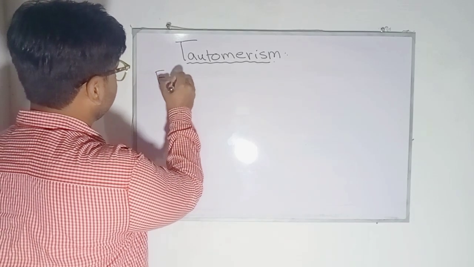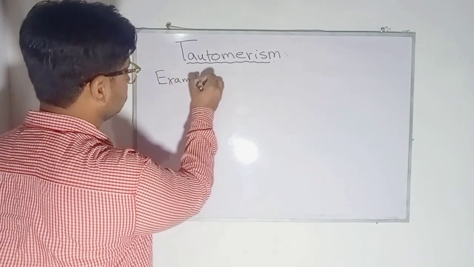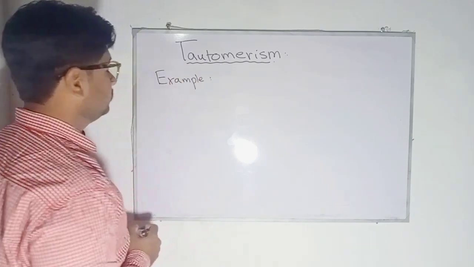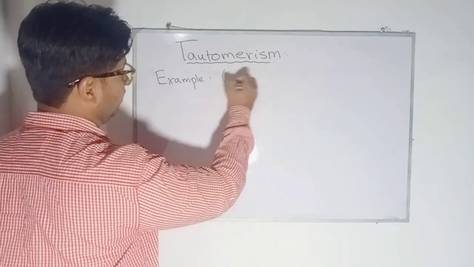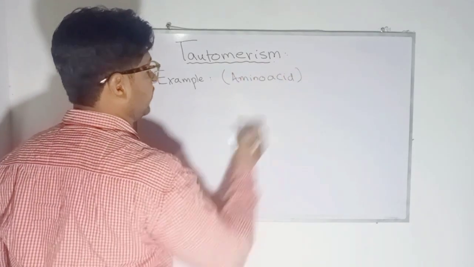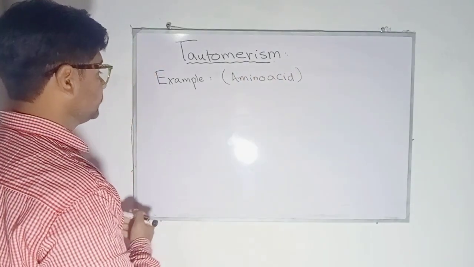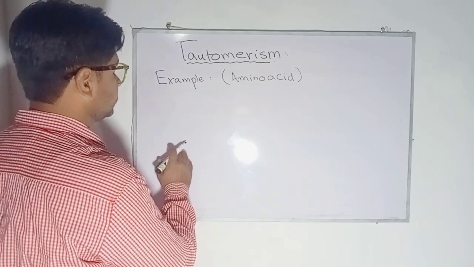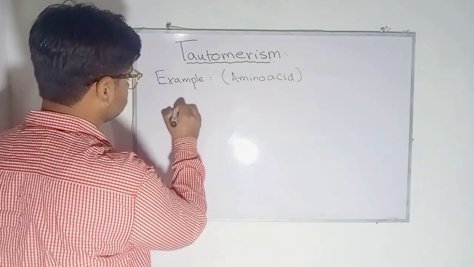Let us discuss an example of tautomerism. And as you know that amino acids generally exhibit the phenomena of tautomerism. So let us draw the structure of an amino acid.